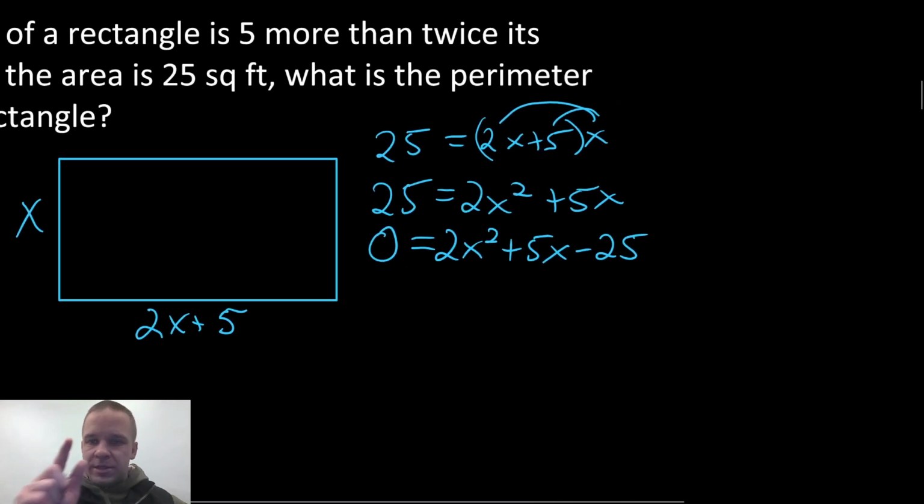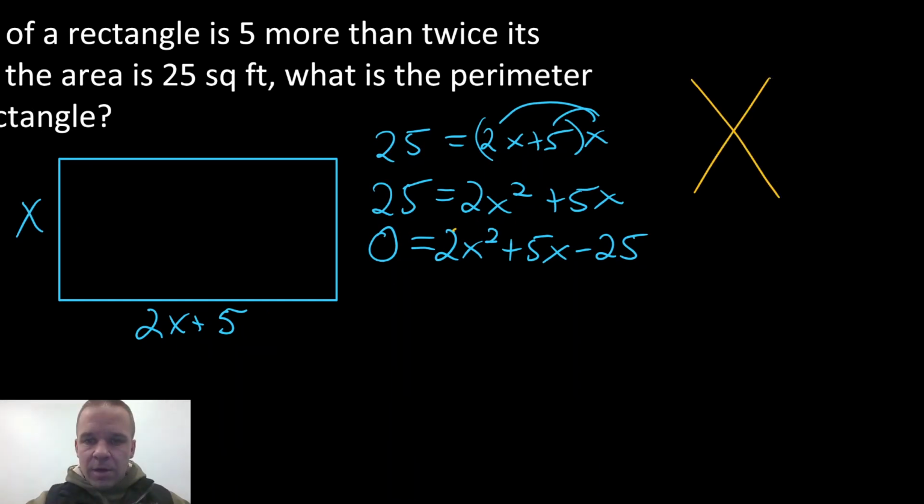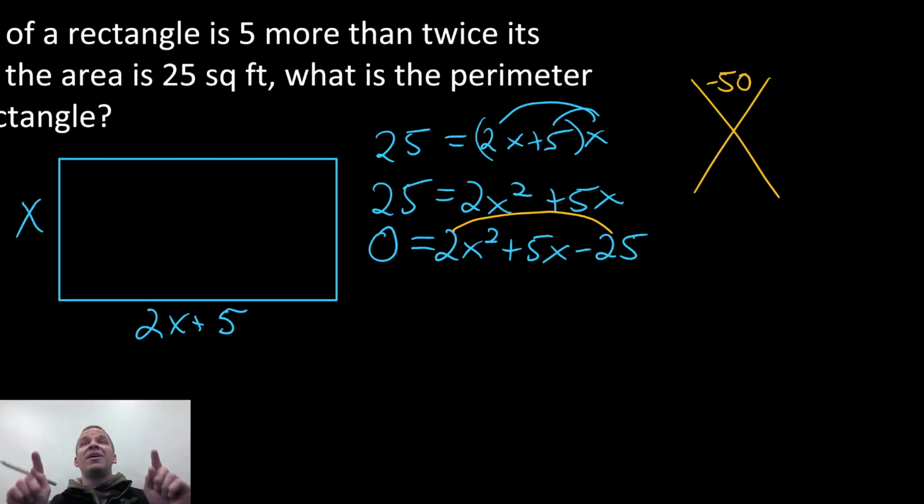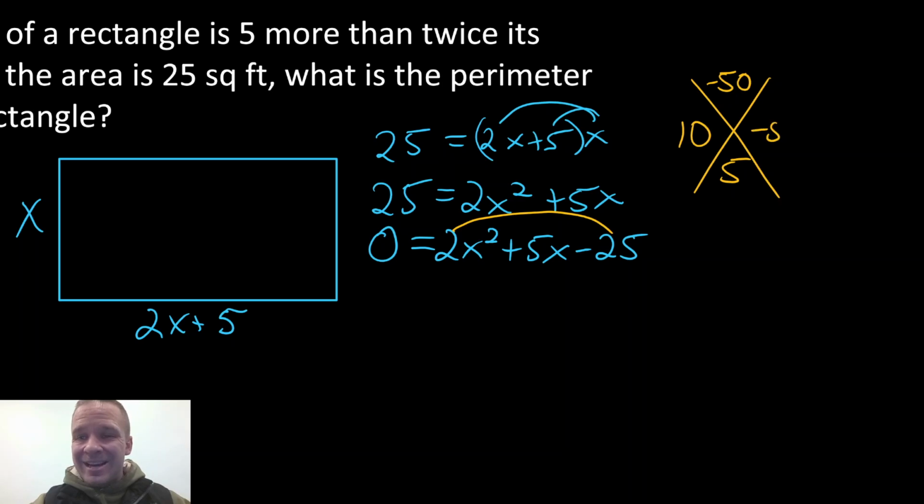I'm going to scooch this over a little bit. So sidebar. We need to multiply the 2 and the negative 25 there, to get negative 50. This is setting up factor by grouping, aka rainbow method. All right, I want to multiply to negative 50 and add to 5. What two numbers are going to do that? That's going to be 10 and negative 5.